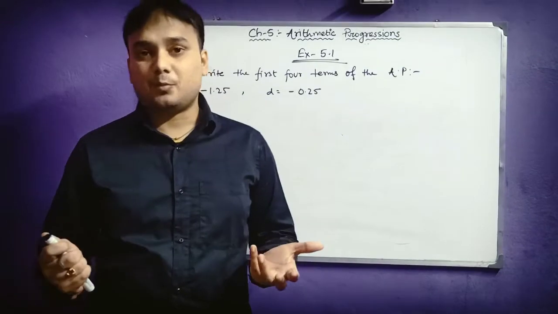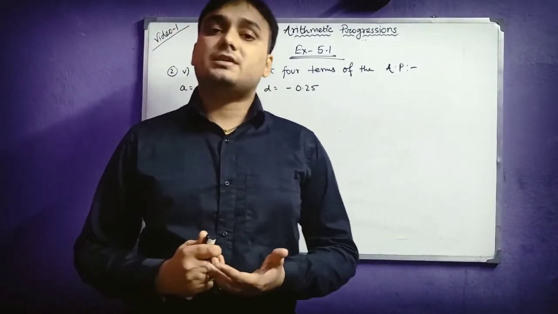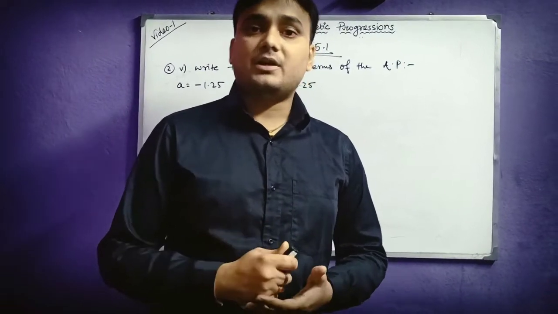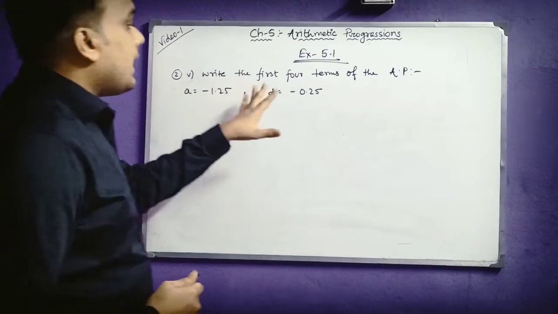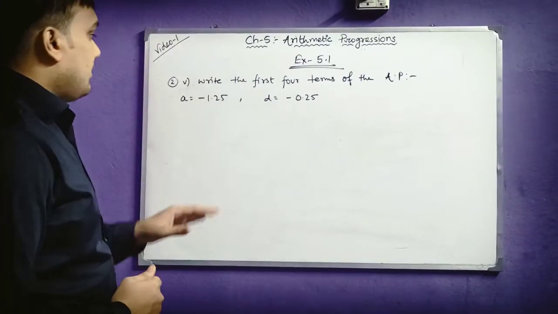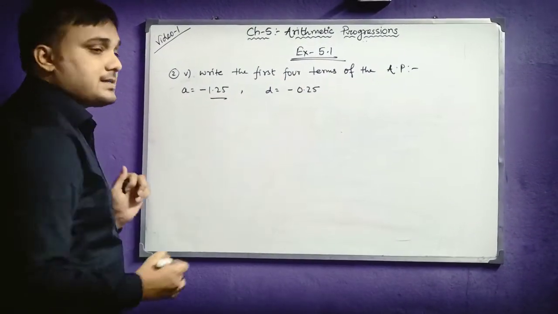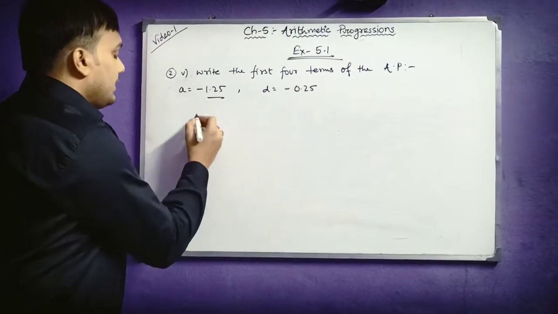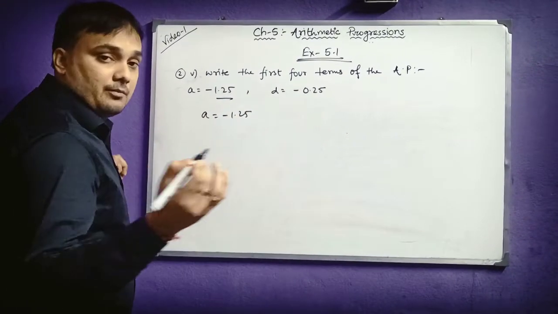So a sequence can be of both kinds. It can be in increasing order, it can be in decreasing order. If it is in decreasing order, definitely the common difference will be negative, as you can see. So the question is, we are asked to find 4 terms of this AP. That means the first 4 terms actually. So definitely the first term is itself minus 1.25. A is minus 1.25. So what will be the second term?